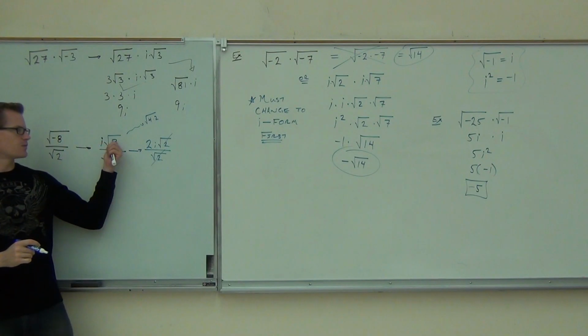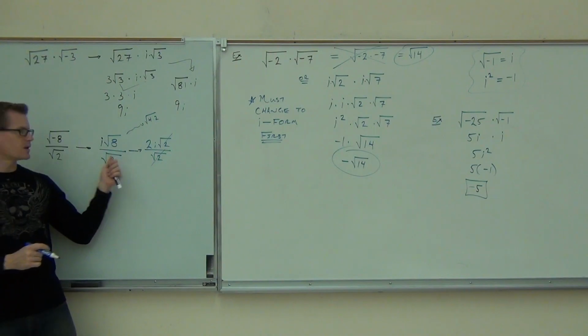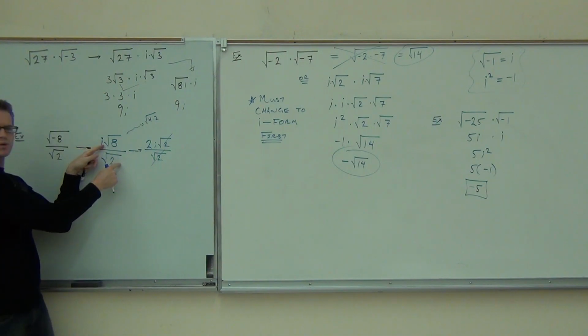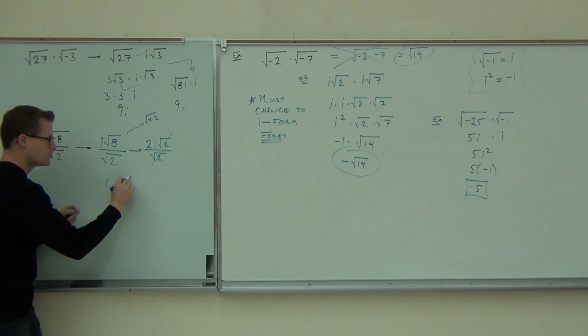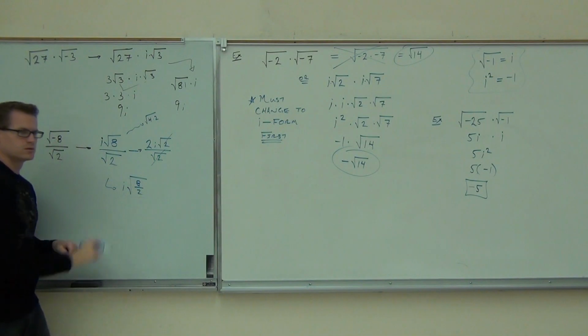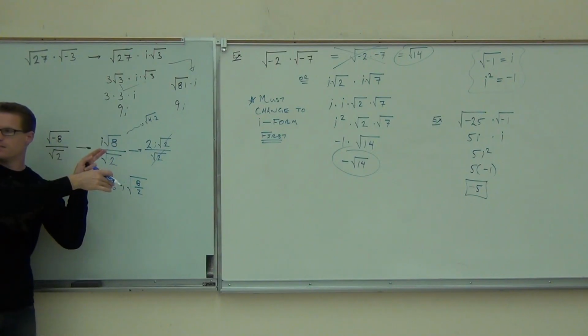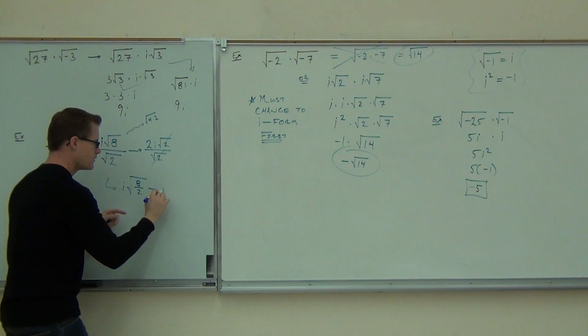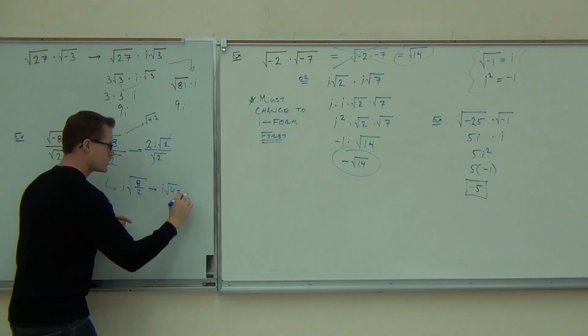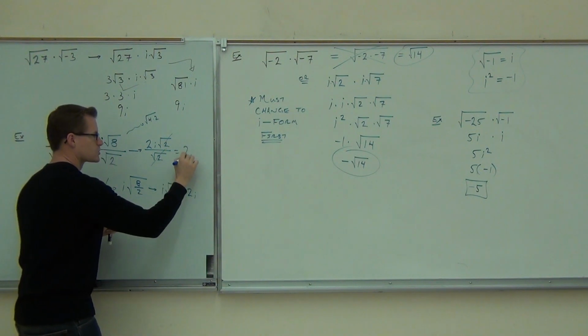What if you didn't do that? What if you had i root 8 over root 2? How would you do it? Well, you now have a square root over square root, don't you? You could write this as i root 8 over 2. Now you can combine them, because you don't have the negative in there. You have i root 4, or you'd have 2i. In either case, you're going to get 2i.